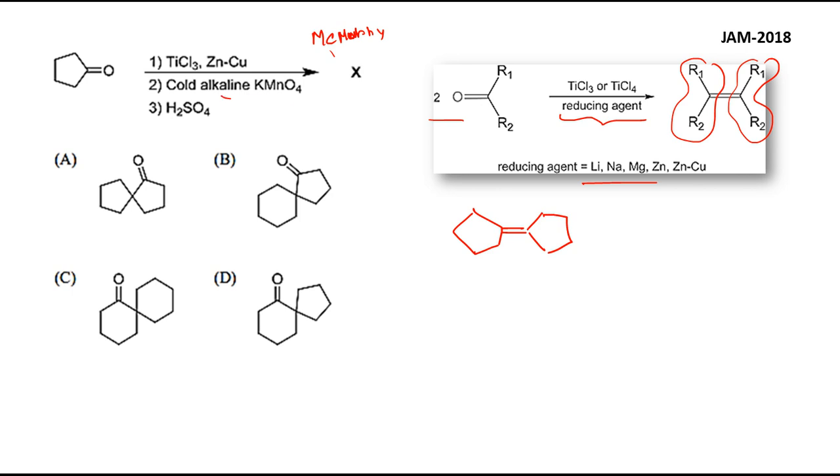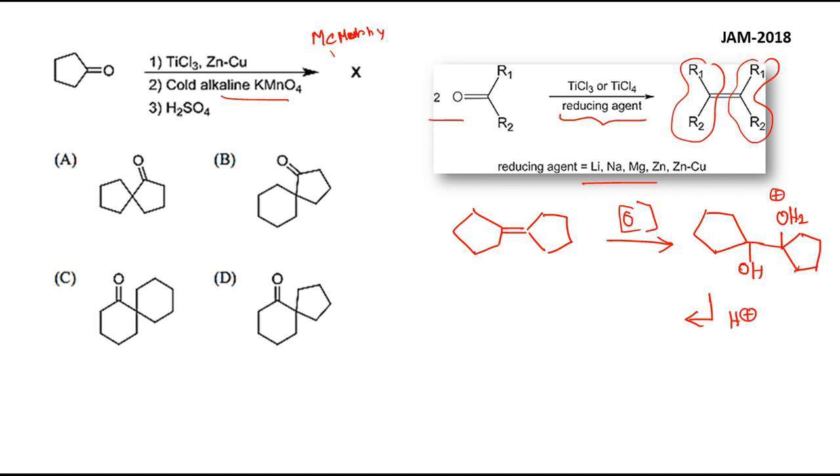Next we are applying cold alkaline KMnO4. C double bond C, cold alkaline condition KMnO4. So there will be dihydroxylation, OH, OH. Fine. And then finally we have H2SO4. So here OH2 plus, it will be protonated, it is symmetrical, you don't have to worry which OH you have to consider. So this is a pinacol-pinacolone type of rearrangement.